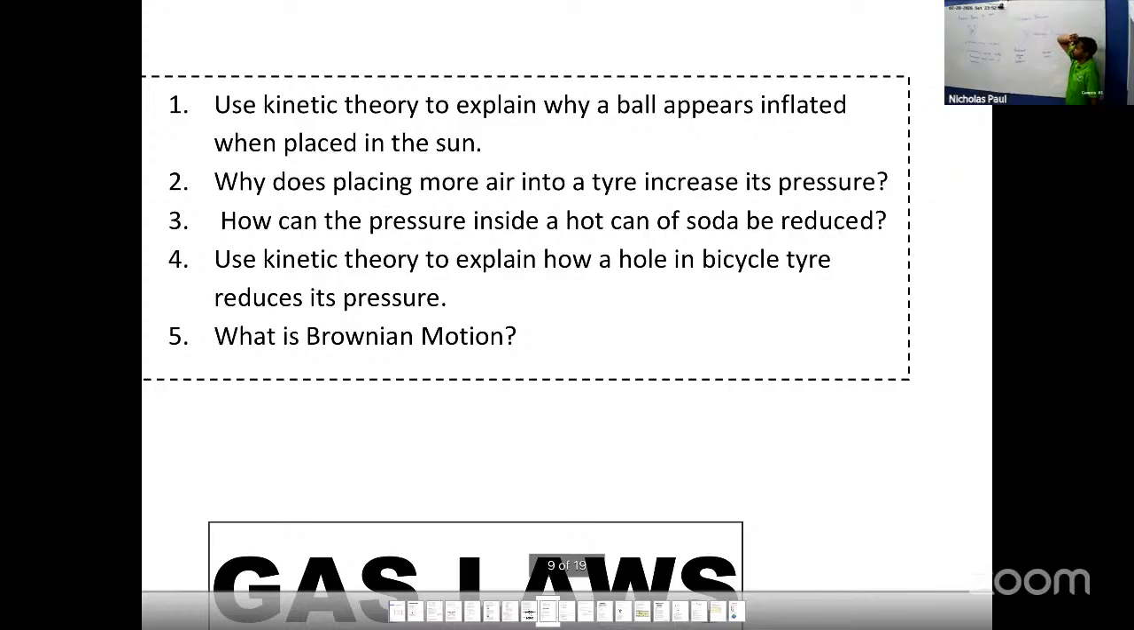Number 3. How can the pressure inside a hot can of soda be reduced?